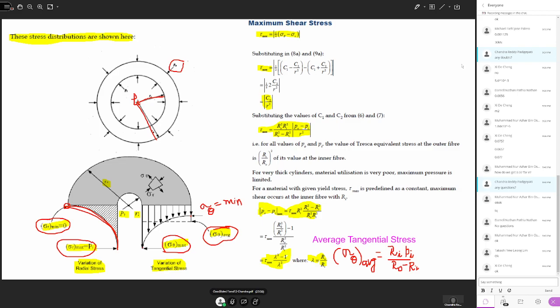Guys, you can note down this formula. Sigma theta average is the average tangential stress within the thick wall cylinder. You can write it as Ri Pi over the thickness, where thickness means the outer radius minus the inner radius Ri.